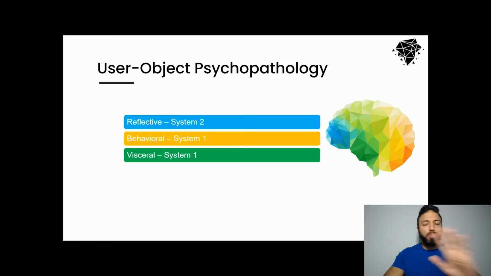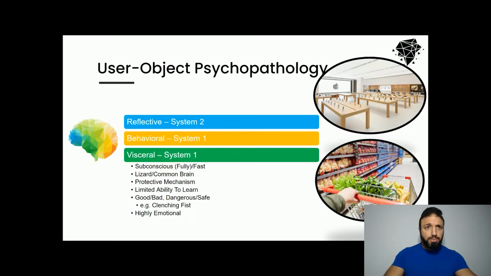It will be super clear in a second, I promise. So visceral, system one. Visceral is, again, as said, your system one. This is your non-thinking brain. This is the part of you that does not think about something. When I'm moving my hands like this, that is system one.